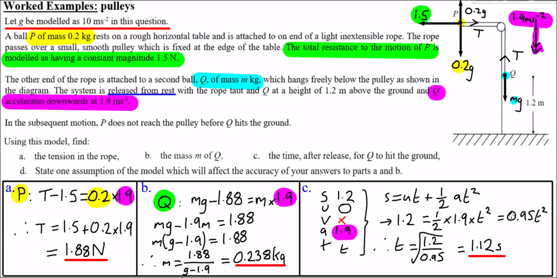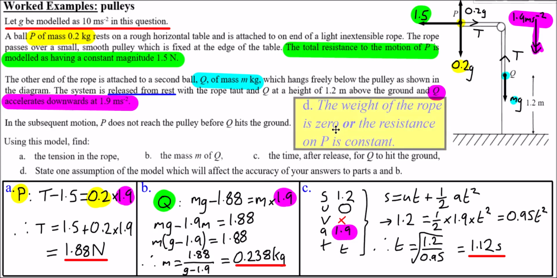So next up, part D. State one assumption of the model which will affect the accuracy of your answers to parts A and B. So how could the calculation of the mass and the tension in the rope have been affected? Well, there's two main things that could be considered. So one assumption is we've assumed the weight of the rope to be 0. We've not considered the mass of this rope at all. Or we could also have said here, in terms of working out the tension, the resistance on P is constant.